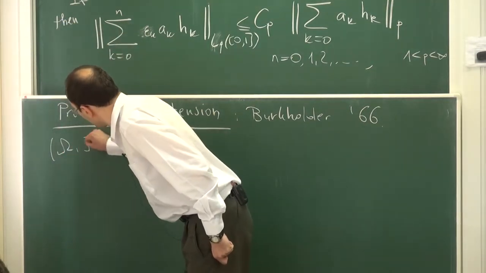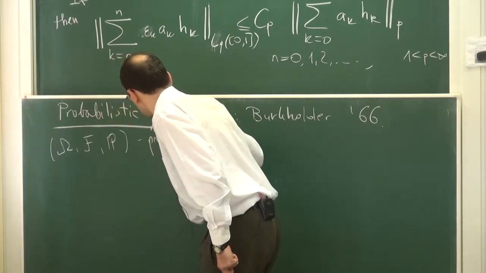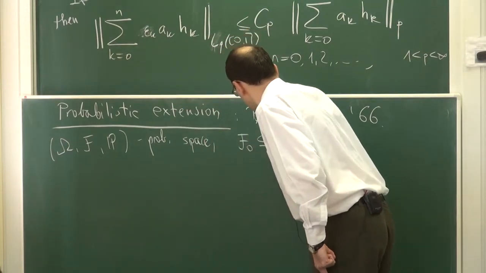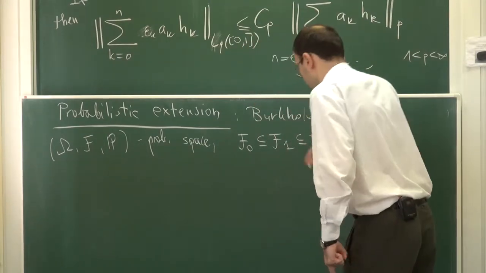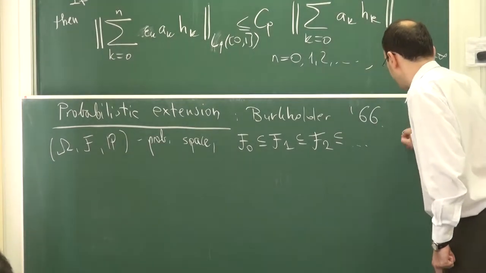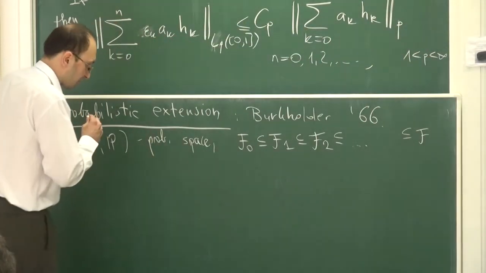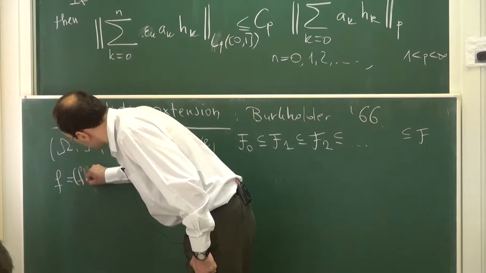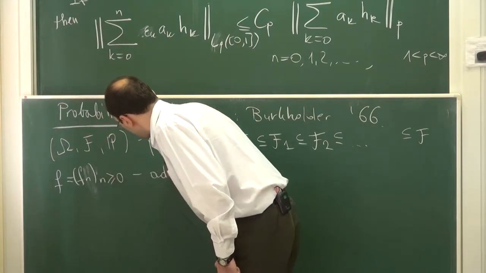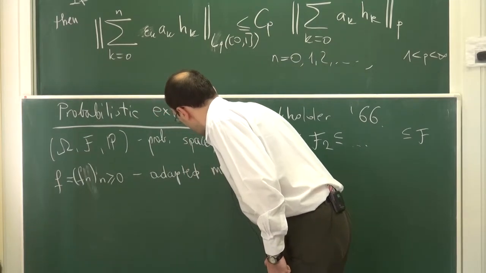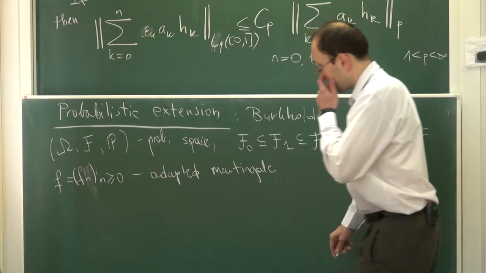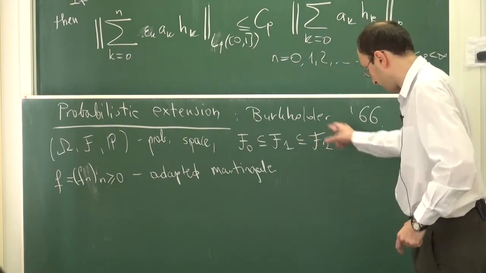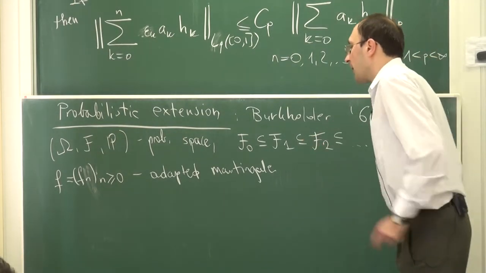Assume that (Omega, F, P) is a probability space. We have the filtration (F_n), which is just a non-decreasing sequence of sub-sigma-algebras of F, and we have an adapted martingale f. What does it mean? The word adapted means that each f_n is measurable with respect to the sigma-field F_n.